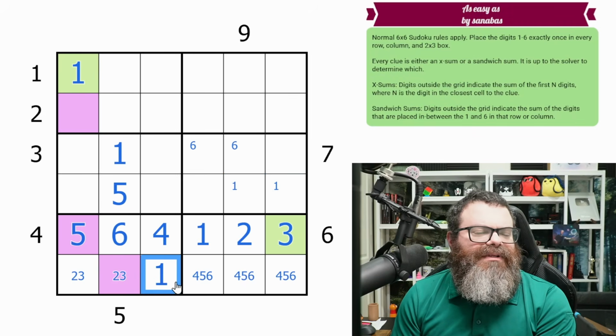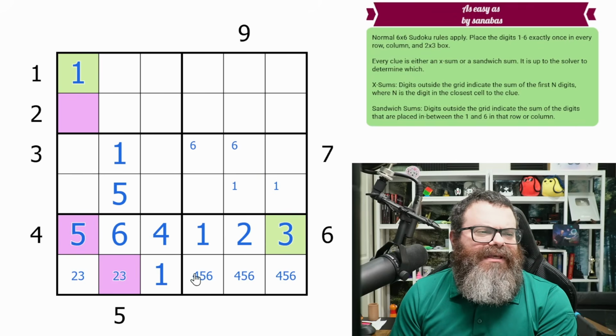Oh, the 1 in this box is just placed. That's been sitting there. I don't think it was particularly helpful. Shoot.